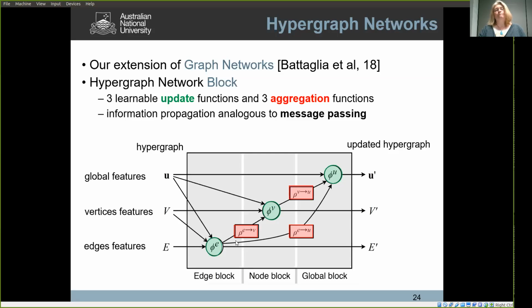Firstly, we're going to update all the hyperedge features. So for each hyperedge, the update function is going to take as input the current features of the hyperedge, the features of the vertices which are the receiver and sender of the hyperedge, and the global features. And it's going to produce a new set of hyperedge features. Then we update all of the vertices. So for each vertex, we're going to take as input the aggregate information of the hyperedges for which this vertex is a receiver, the current vertex feature, and the global features. And then finally, we are going to update the global features from the aggregate information of the vertex features and the hyperedge features. So that's what's happening in one round of message passing through the hypergraph.